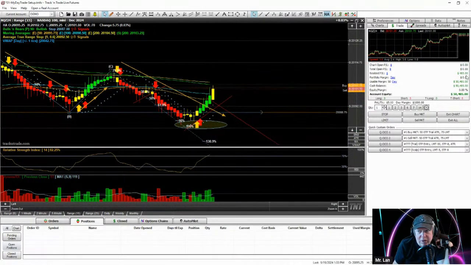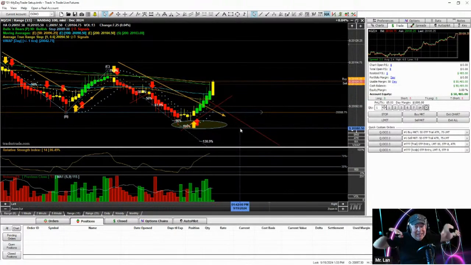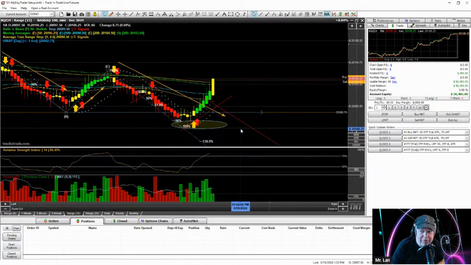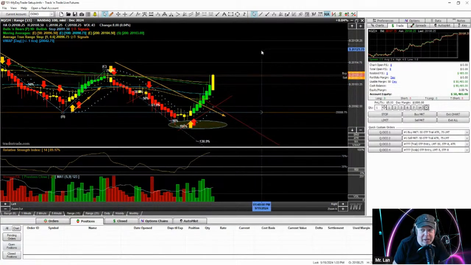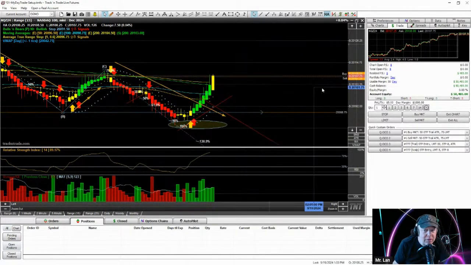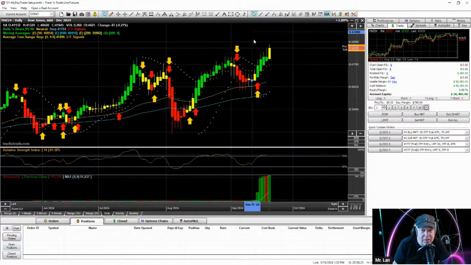There we go. We're up $485. I'm now $15 shy of my $500 goal. Am I going to risk a whole bunch of money trying to make $15? Probably not. So what I'm going to do, oh, I just rolled that to the next chart.